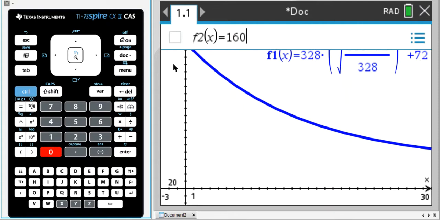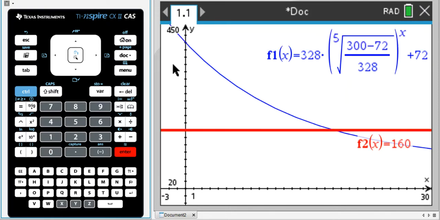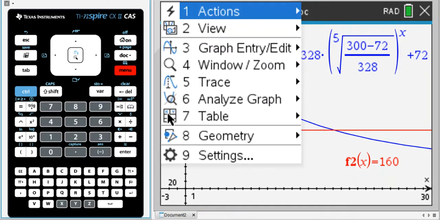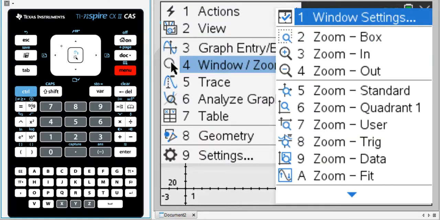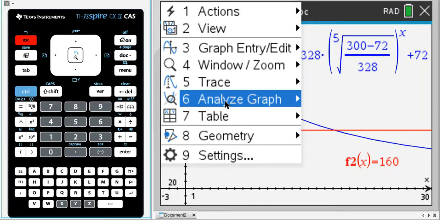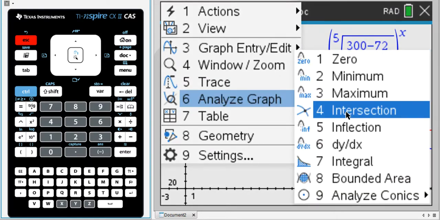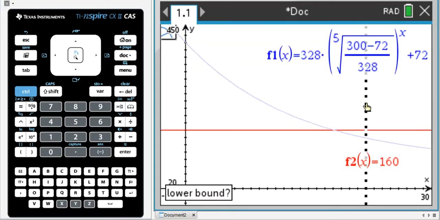So our second function is equal to 160. With y equals 160, we now have this horizontal line, and this point of intersection is where the temperature on the blue graph reaches 160 degrees, the red graph. We've seen this in the past, the intersection option, but I'll remind you again that when you press Menu and choose option 6 to analyze the graph, then option number 4 presents itself as the intersection of two equations.